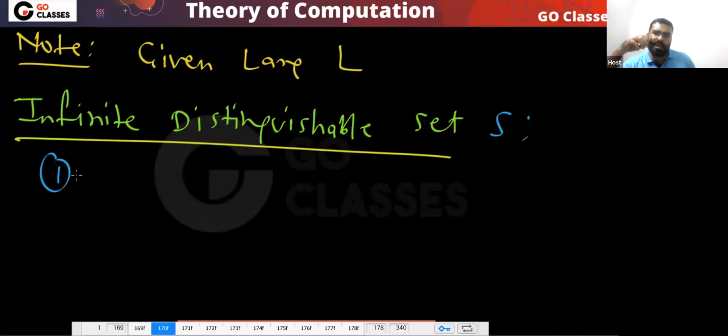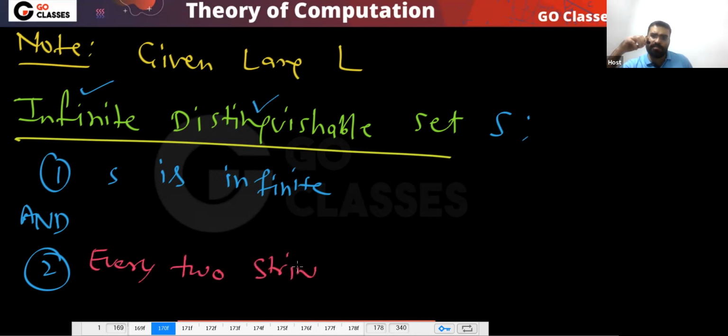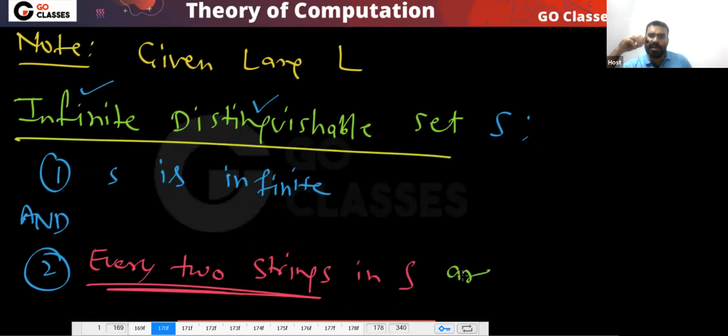So first of all, S must be infinite. And what else should happen? It must be infinite, and every two strings are distinguishable. Yes or no? Every two strings in S are distinguishable with respect to L. Correct or not? Agree or not? So this is your infinite distinguishable set.